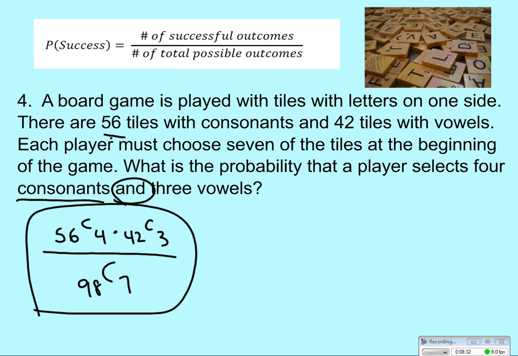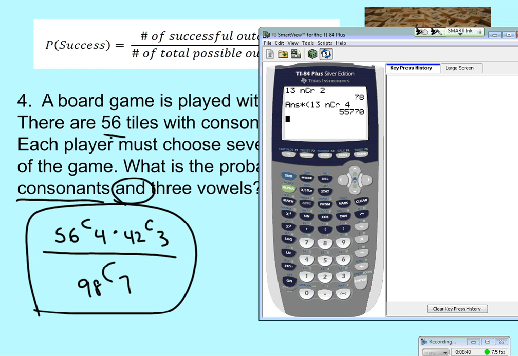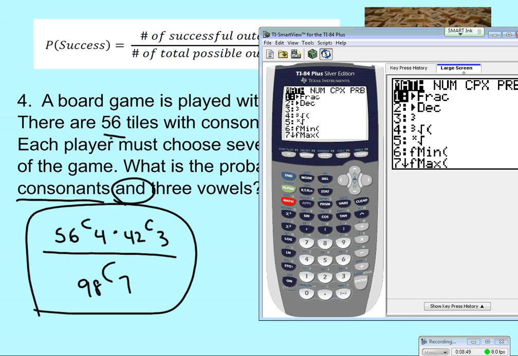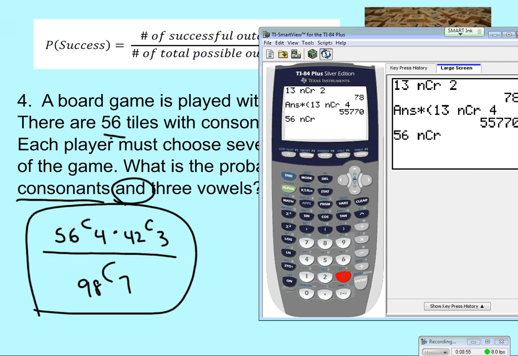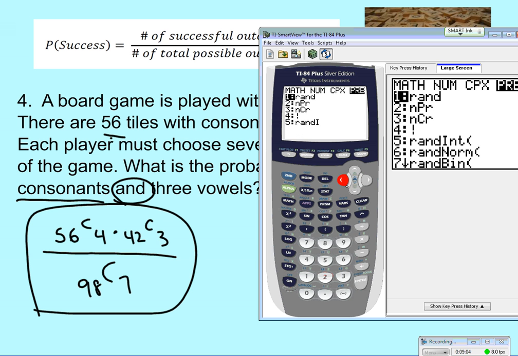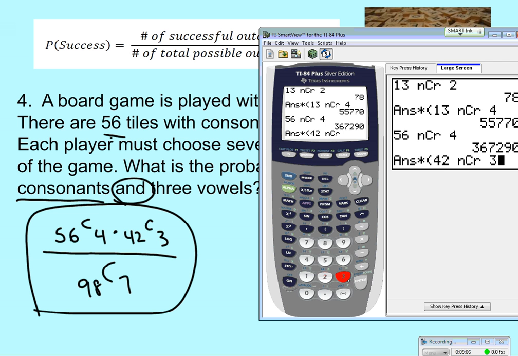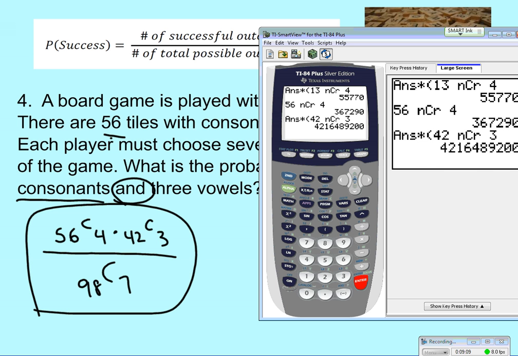All right, so let the calculator do a lot of this work for you. Let's do it. So if I'm going to take 56, math, PRB, 56 choose 4, hit that number, then I'm going to multiply that times 42 choose 3. That's just the number of possible different ways I can get 4 consonants and 3 vowels.